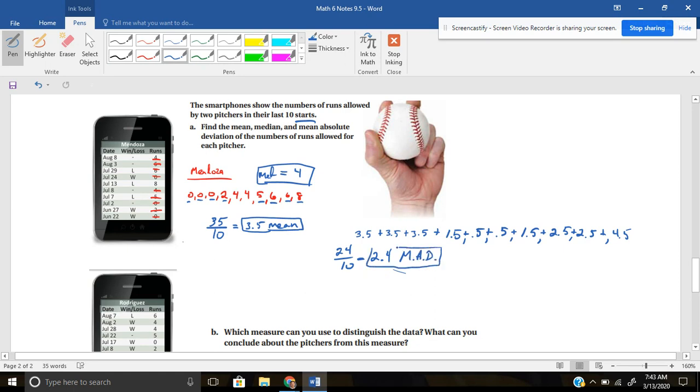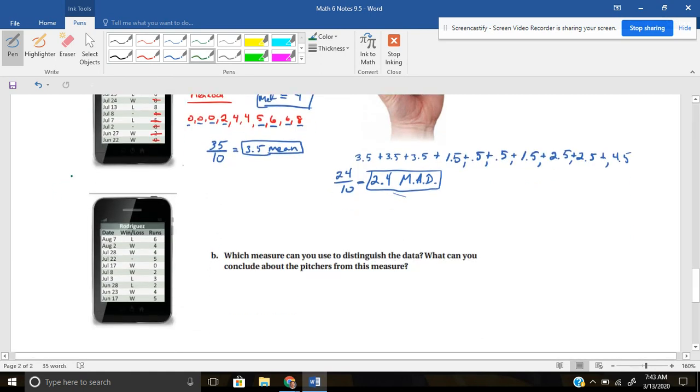So again, the mean absolute deviation tells us how much the data values differ from the mean, and in this case, they differ from the mean by 2.4. So these values differ from this mean by an average of 2.4. In this case, we'll be talking about runs. Okay. Now we'd have to do the same thing for Rodriguez, the other pitcher.